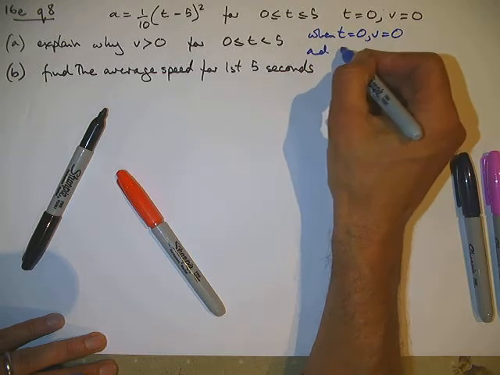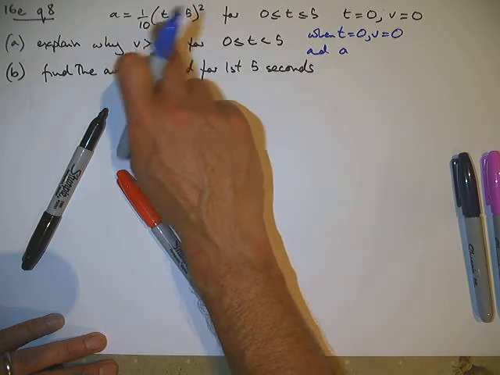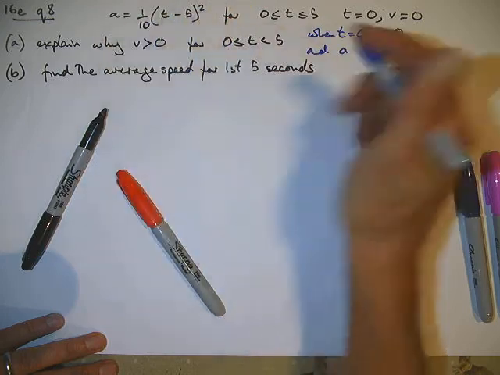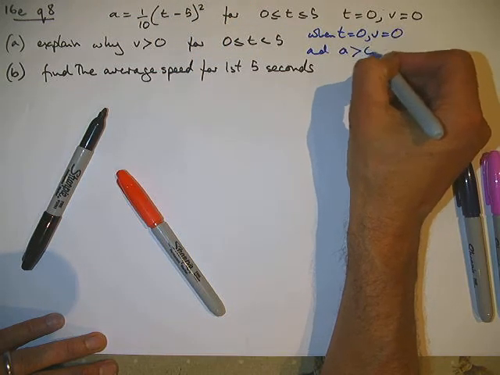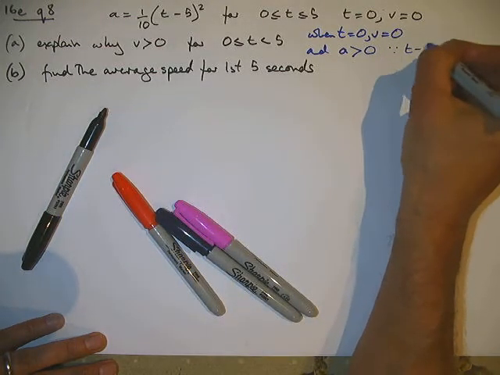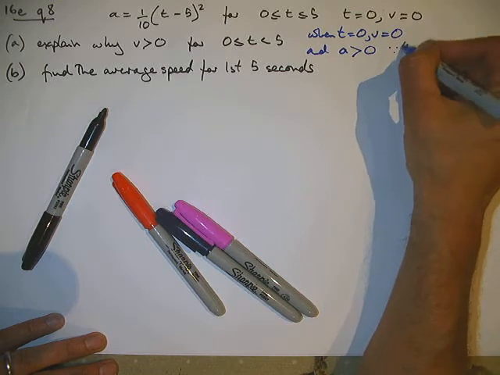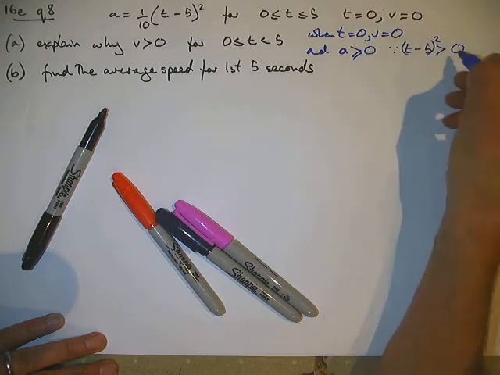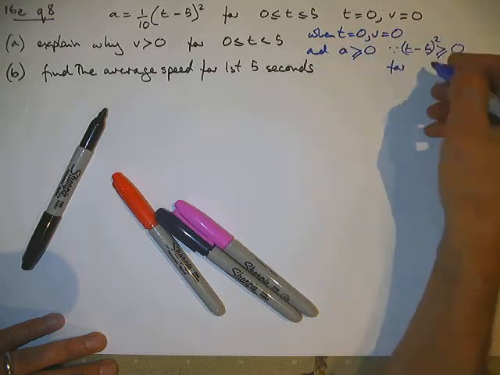and a is an expression squared. It's t minus 5 all squared. A is always positive. A is greater than 0 because t minus 5 squared is greater than 0. In fact, greater than or equal to 0, isn't it? Greater than or equal to 0 for that time period.